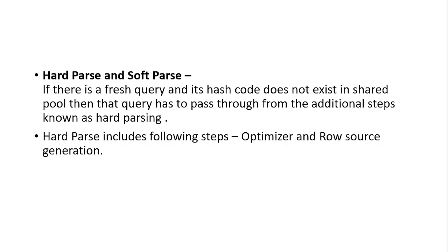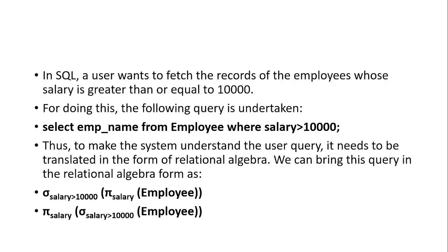Hard parse includes optimizer and row source generation. In SQL, a user wants to fetch the records of the employees whose salary is greater than or equal to 10,000. For doing this, the following query is undertaken: select emp name from employee where salary is greater than 10,000. The same query can be written as a relational algebra expression, which is as given below.